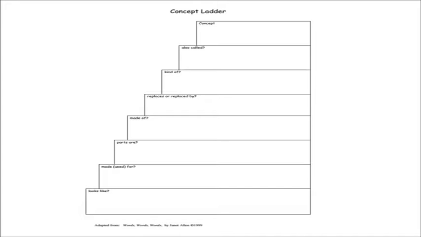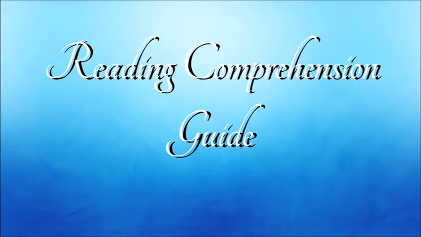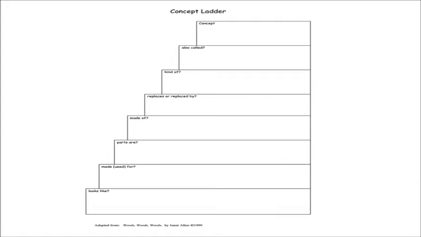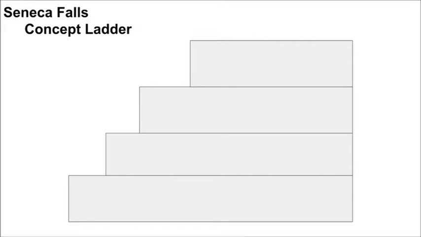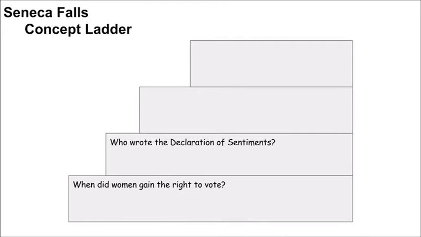There's a couple of ways that we can use one of these as a reading comprehension guide. The first is pretty straightforward. I would give you a graphic organizer that looks like this, and read a short description of the topic to you, like the background I just read for the Seneca Falls Convention. As I'm reading to you, you have to fill in each level of the ladder with questions that you think will be answered with further reading.